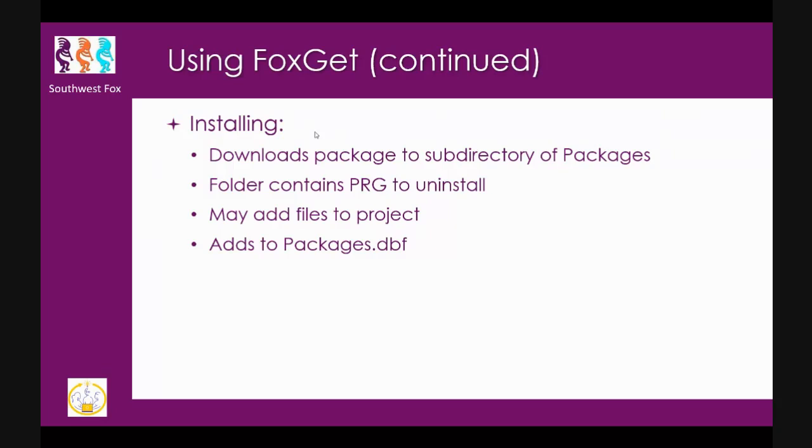The folder where it installs will have at least one PRG, which is basically the uninstaller, plus any other files that make up the library. And it's also going to add a record to a table called packages.dbf in the packages folder. That way it knows what's installed, what version it is, and so on.